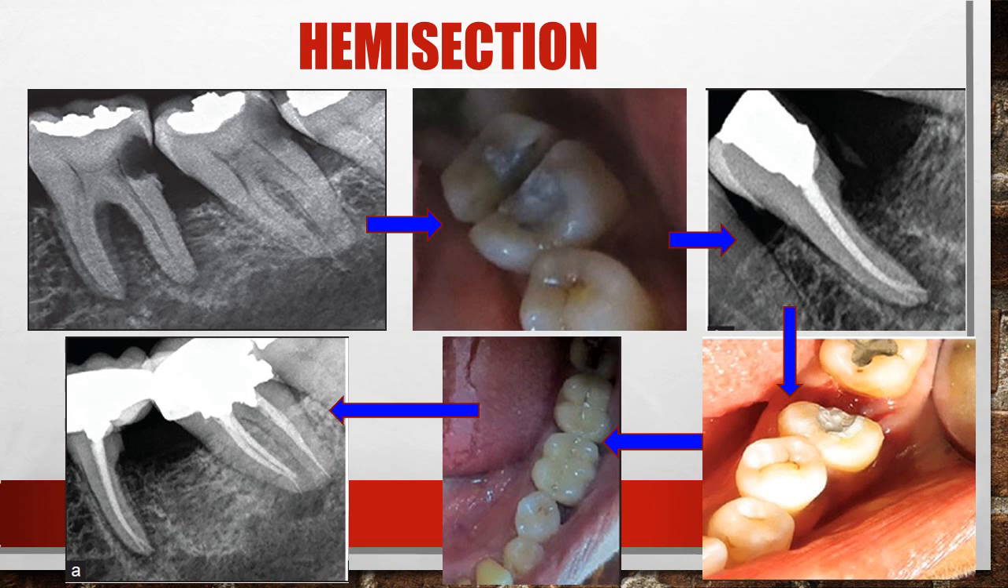So you just split it. Hemi means half and section means to section the tooth. You cut away the tooth. So you can actually use the burrs to cut half of the coronal structure, remove it, and you can actually remove the distal root as well.